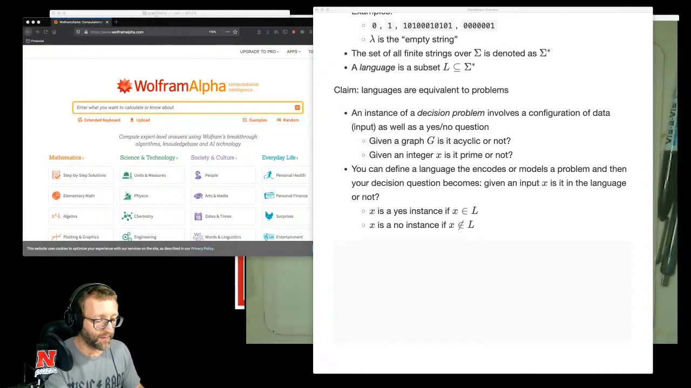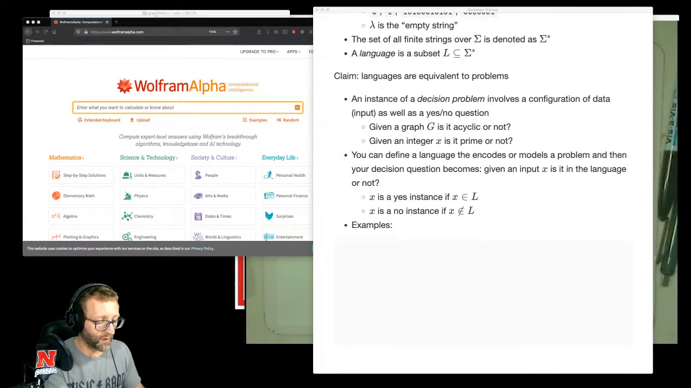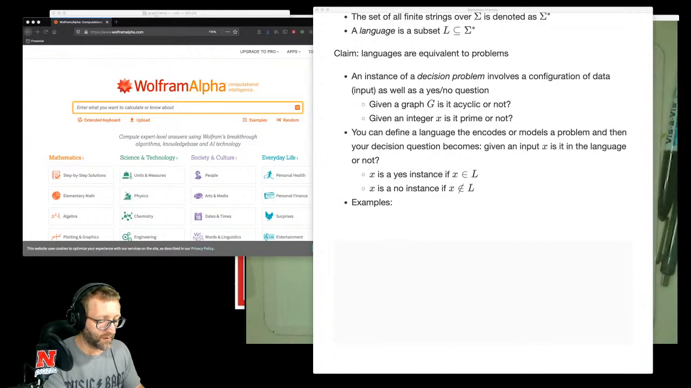Let's look at some examples. What I'm going to do is define a language where I have all G such that G is an acyclic graph. All right, that's not rendering correctly.